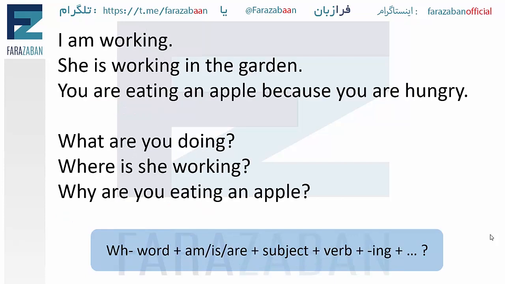Present continuous. I am working. دارم کار میکنم. She is working in the garden. اون داره توی باغ کار میکنه. You are eating an apple because you're hungry. داری یه دونه سیب میخوری چون گشنه‌ای.